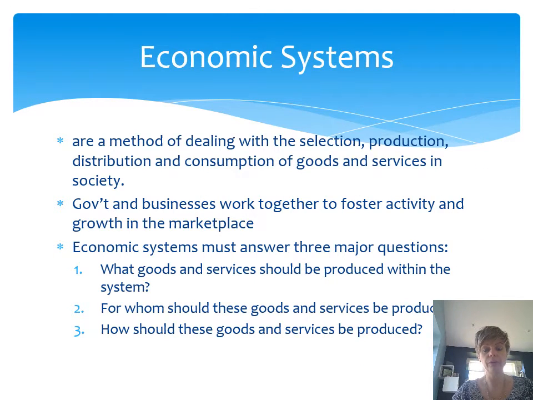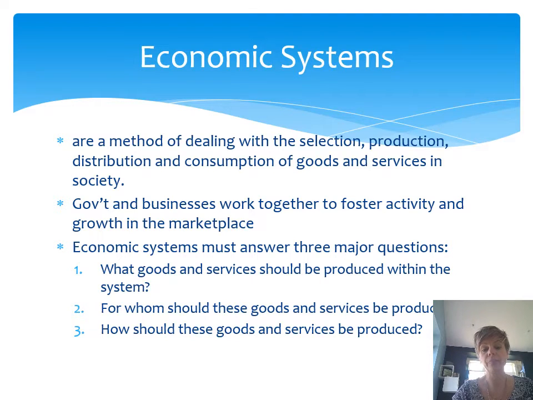Question number 4, economic systems. What are economic systems? Well, they are methods of dealing with the selection, the production, the distribution, and the consumption of goods and services in society. So we're dealing with 4 different things. We're dealing with the selection and the production, meaning producing it, making it, distribution, what are the channels of distribution, how does it get to the consumer, and the consumption, how does the consumer use the goods and services.